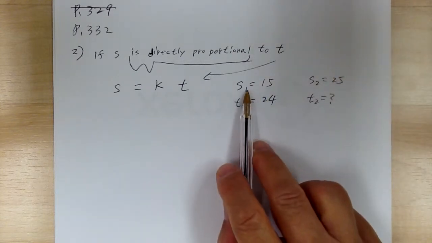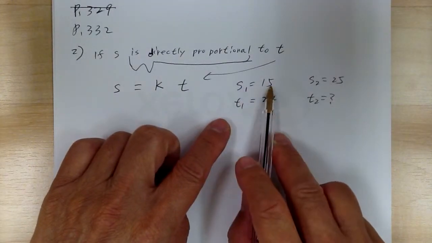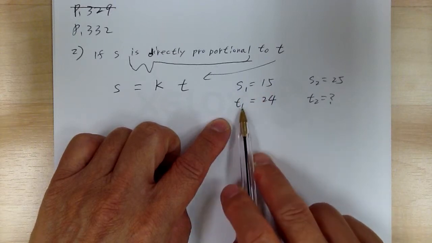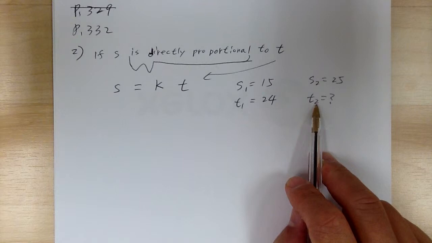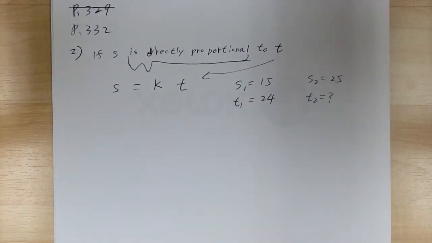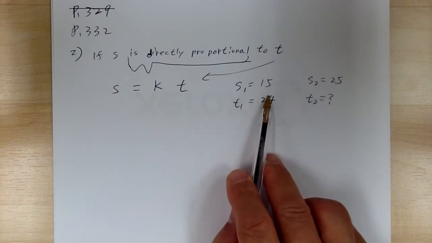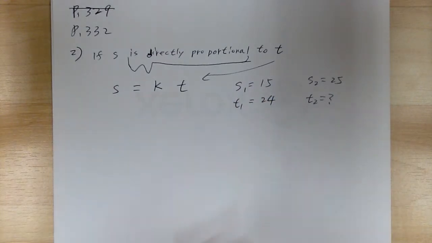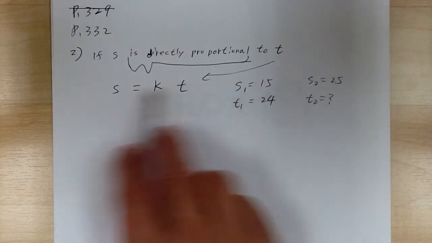I designate using the subscript to indicate that S equals 15 when T equals 24. This is your first situation. So 1 means the first situation, and 2 means the second situation, or second scenario. This is going to be the standard format. They're going to give you one set of information so you can find K. Once you find K, it will stay the same throughout this entire problem. So let's substitute this in here.